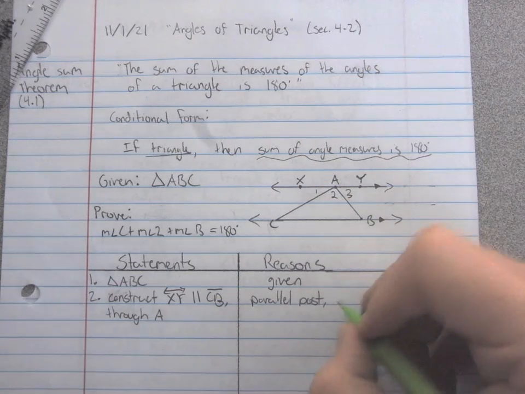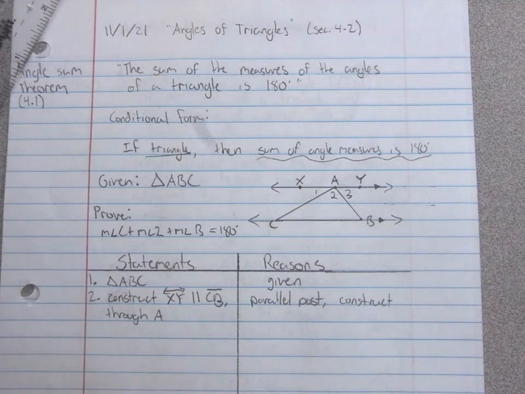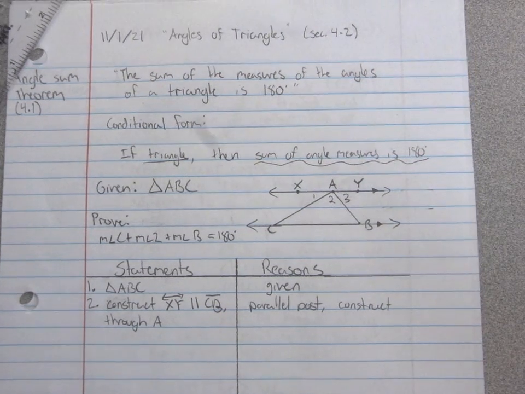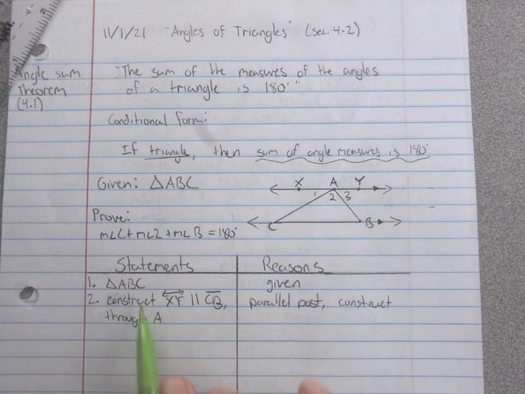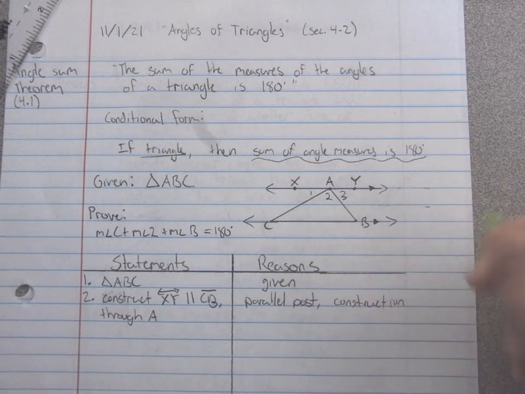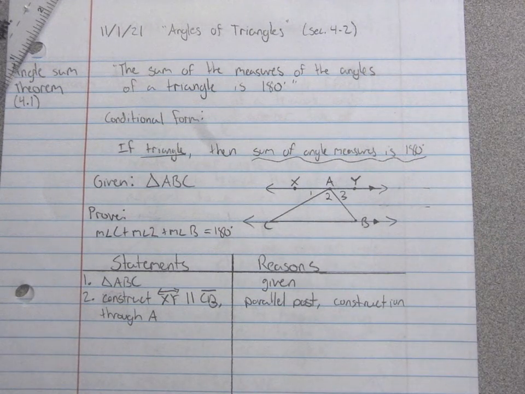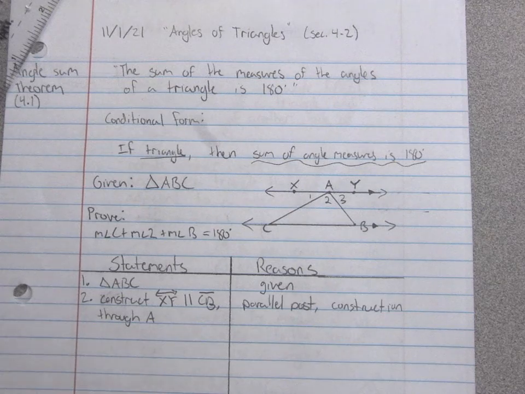So what I'm going to say is parallel postulate. I'm also going to put a comma here and write construction, because we talked about how to construct a parallel line through a point last week. So that's slightly different than what it says in your book. It's pretty much the same statement, but I just added this little idea about construction, since in Euclid's Elements he uses constructions as some of his justifications. Okay?